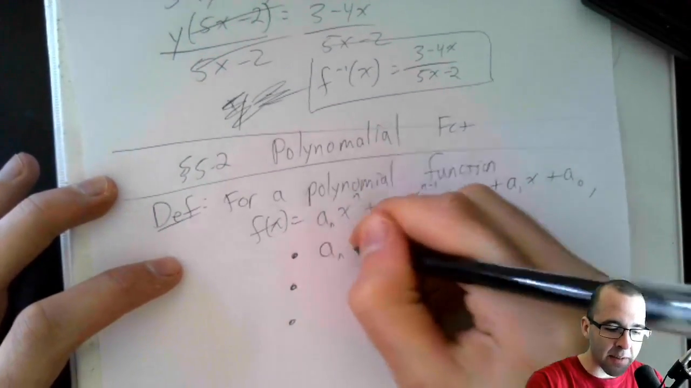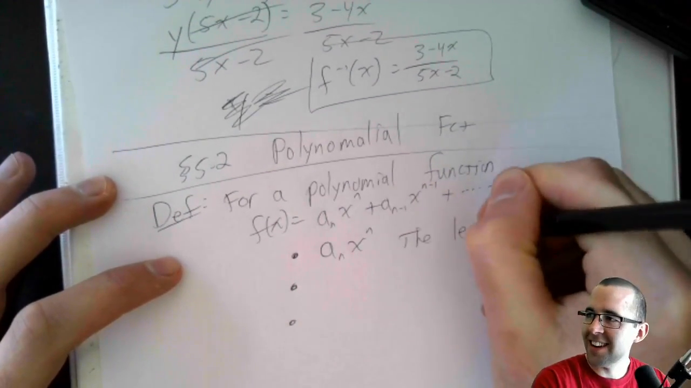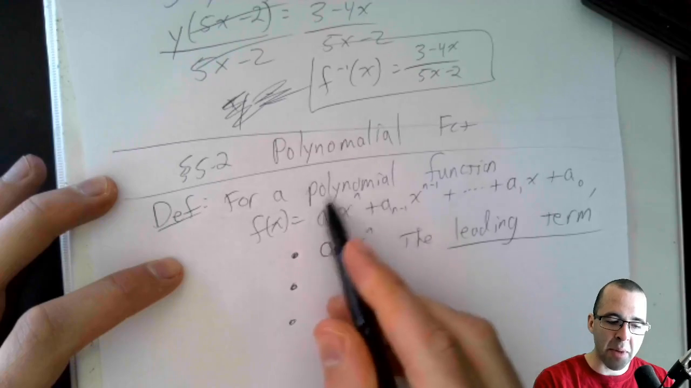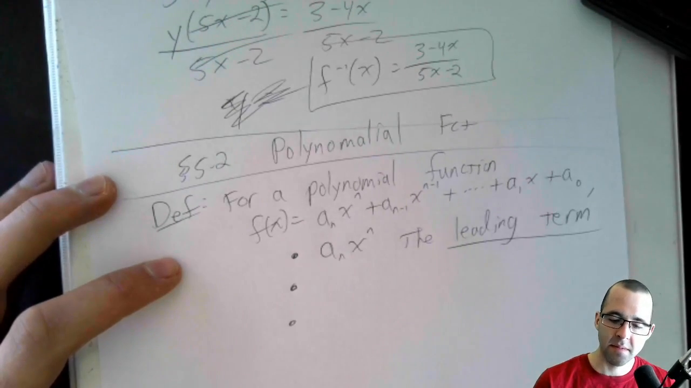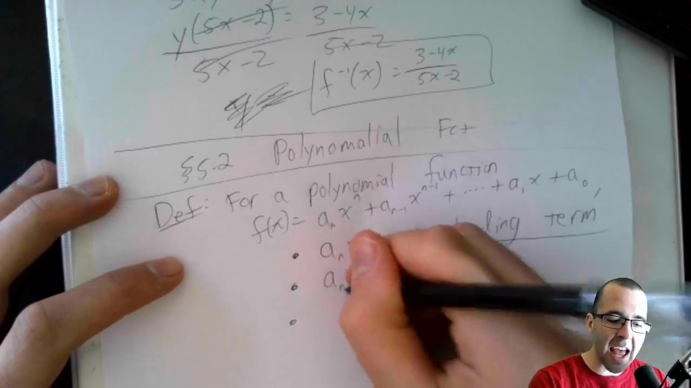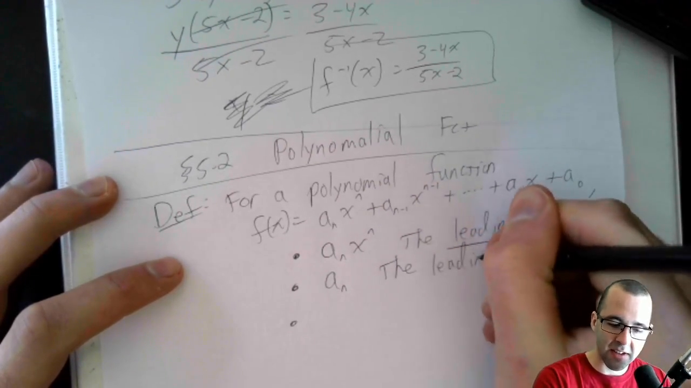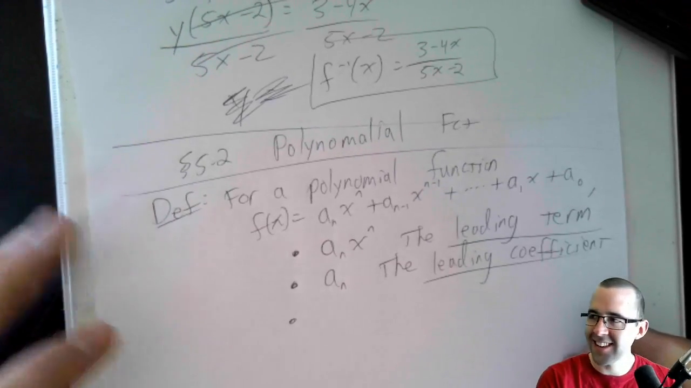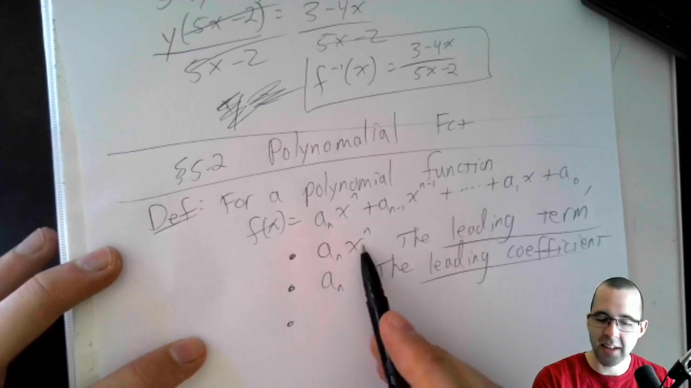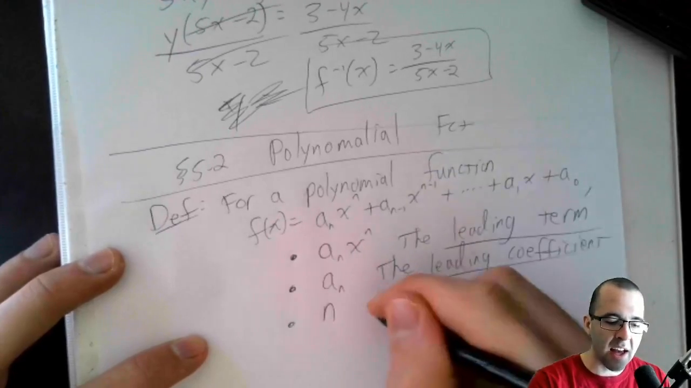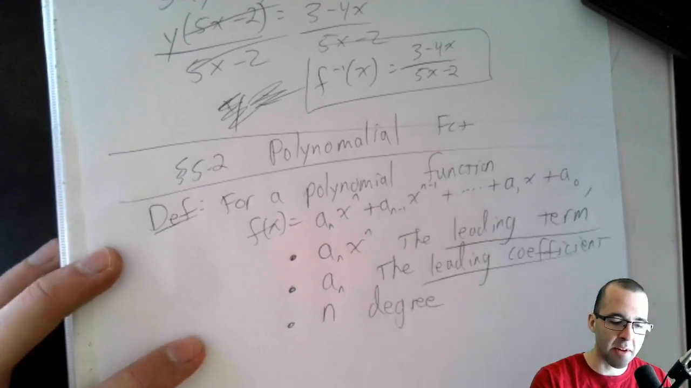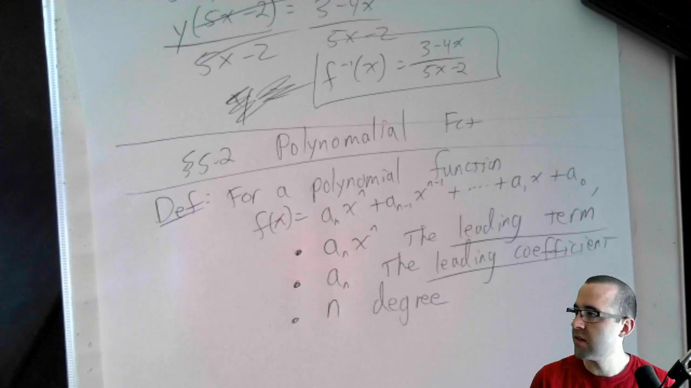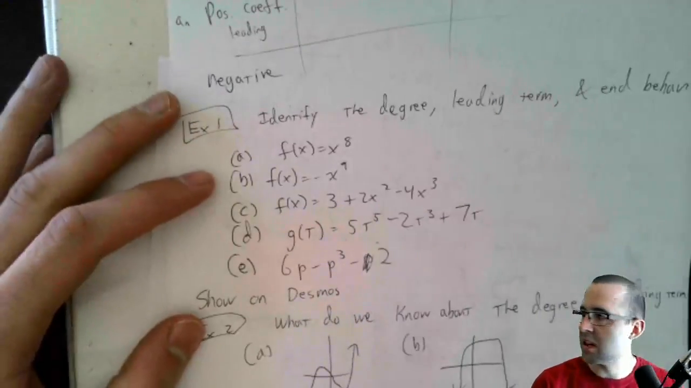So we call a sub n, x to the n, the leading term. So the biggest power is the leading term. We call a sub n the leading coefficient. And don't worry, this is the worst part. It gets better. So the number in the leading term is the leading coefficient. And n is the degree, the biggest exponent. So let's just look at some of these. Let's skip ahead because we got some more things to talk about.